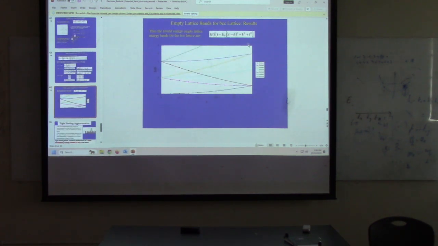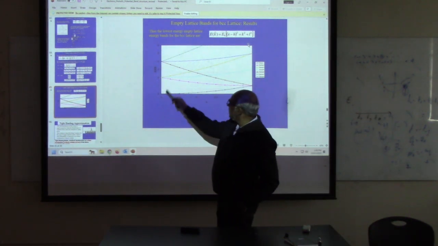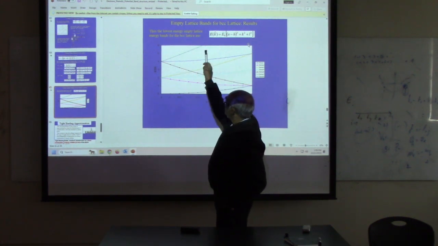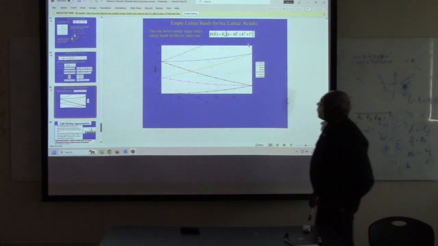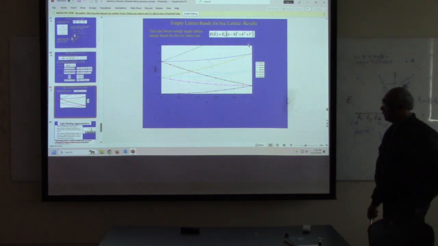If you draw all these, you can see this is that 0, 0, 0, and the others have some offset, right? You can see how all the band structures come from different HKL directions.